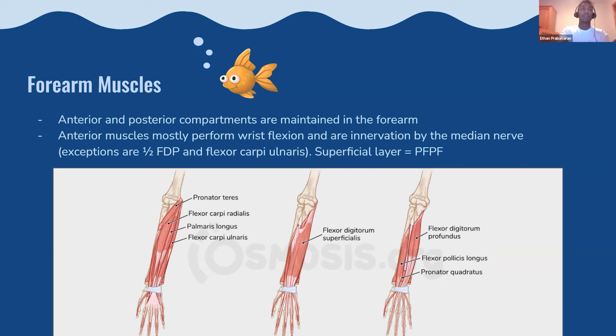Because they're going to start in the anterior compartment of your forearm and they're going to cross the wrist, and when they contract, they're going to move the wrist into a flexed position. They're generally innervated by the median nerve. The exceptions to that are flexor carpi ulnaris and half of flexor digitorum profundus. Okay, so I'll just run through these muscles. So we've got pronator teres, flexor carpi radialis, palmaris longus, and flexor carpi ulnaris.